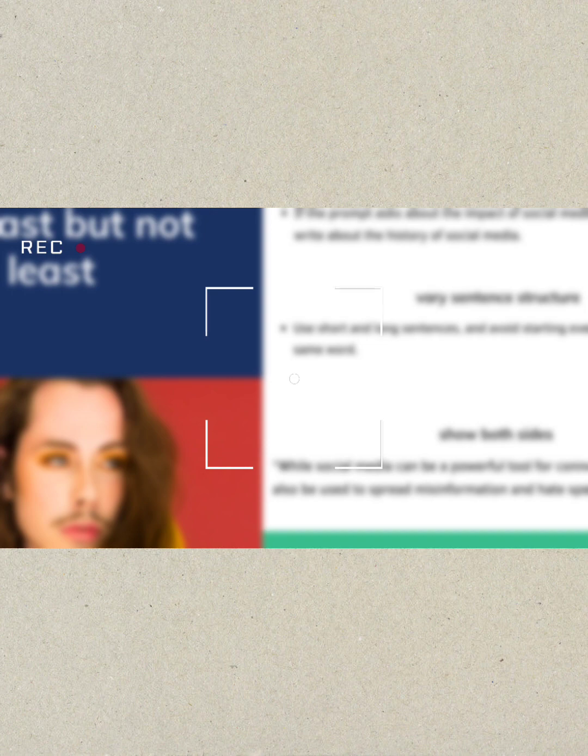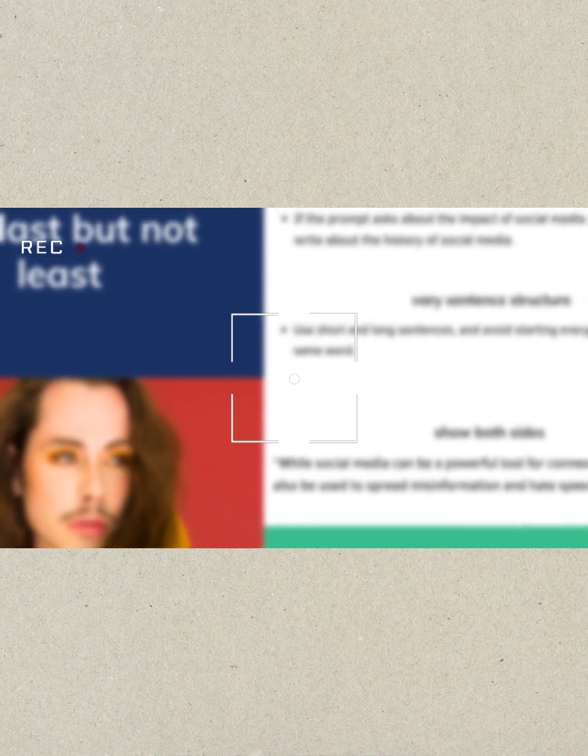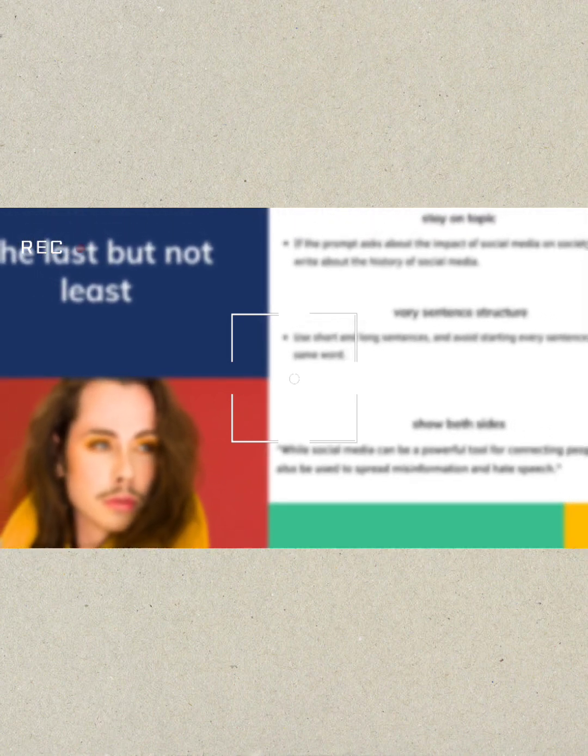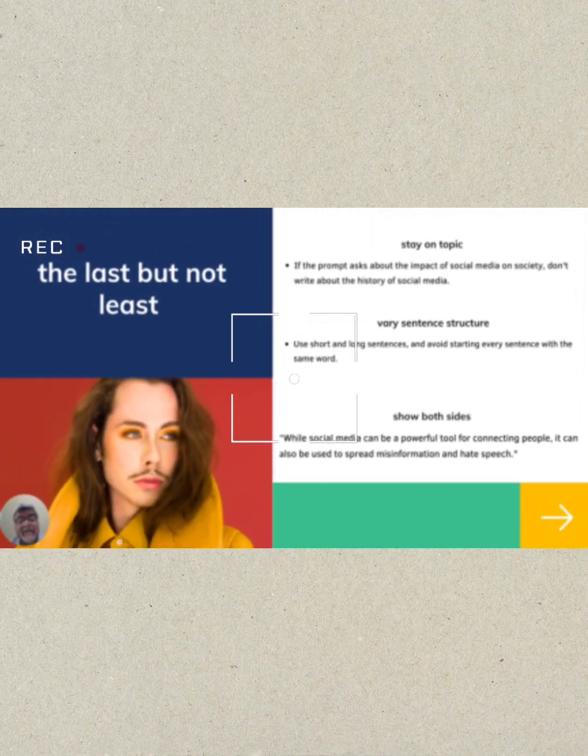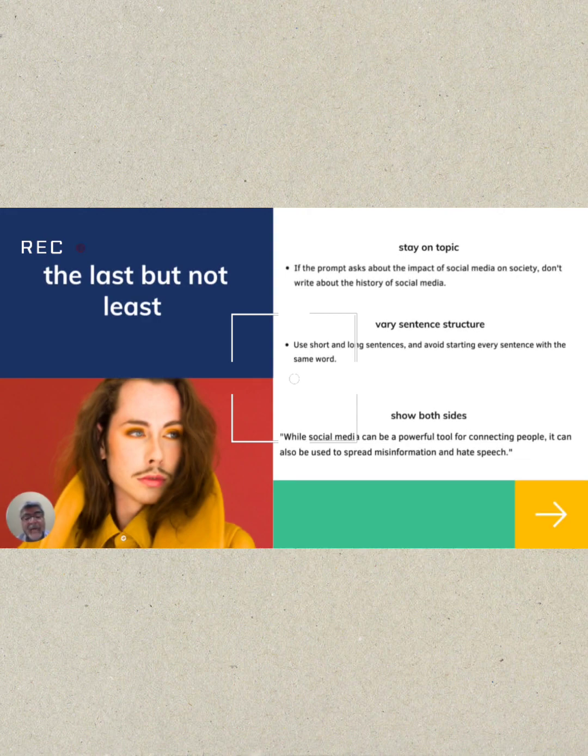The next strategy is vary your sentence structures. Variety is a very important factor in IELTS, so use short and long sentences and avoid starting every sentence with the same word. So it's better that you paraphrase, even if you want to repeat the same idea in any place, it's better that you do it in a different language.